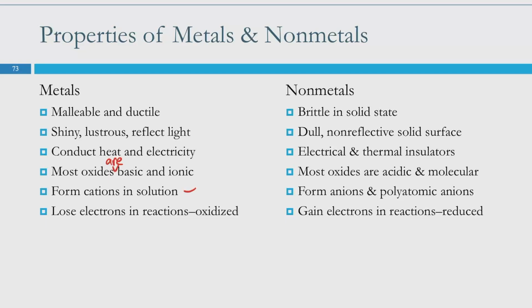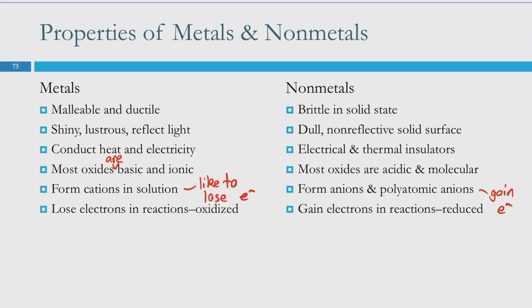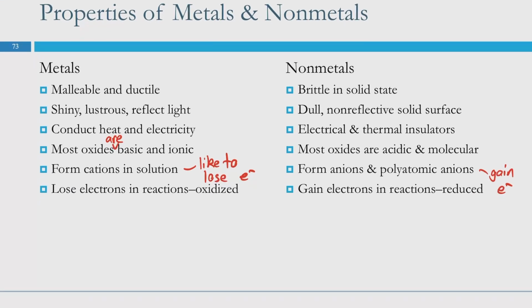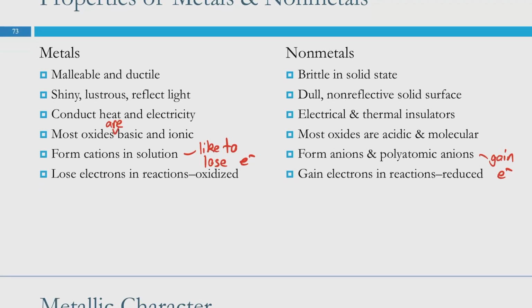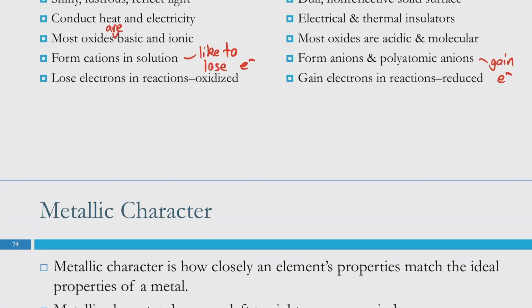Metals form cations. They like to lose electrons. Nonmetals form anions. They gain electrons. And metals tend to be oxidized. Nonmetals tend to be reduced.